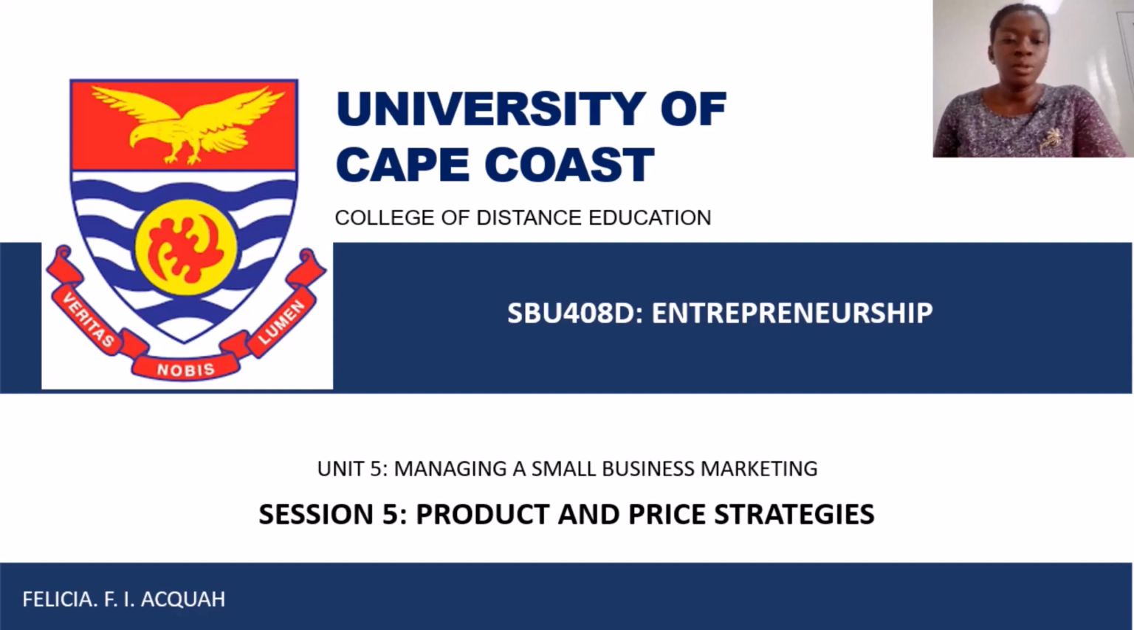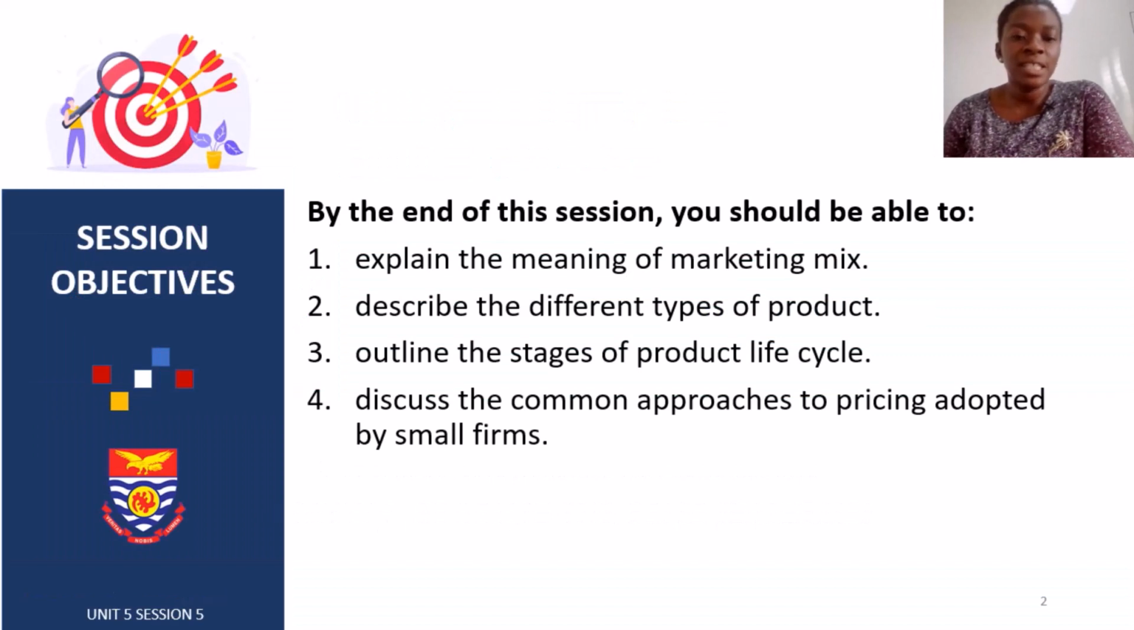We're going to be looking at managing small business marketing, unit 5. Specifically, we're going to focus on session 5, product and price. By the end of this session, you should be able to explain the meaning of the marketing mix, describe the different types of products, outline the stages of the product life cycle, and discuss the common approaches to pricing adopted by small firms.